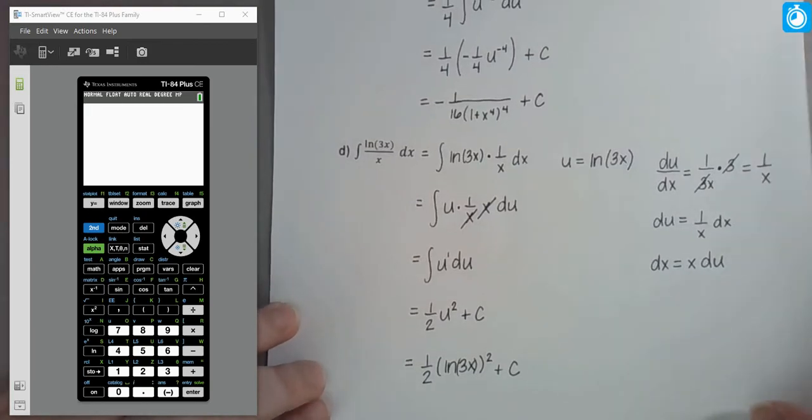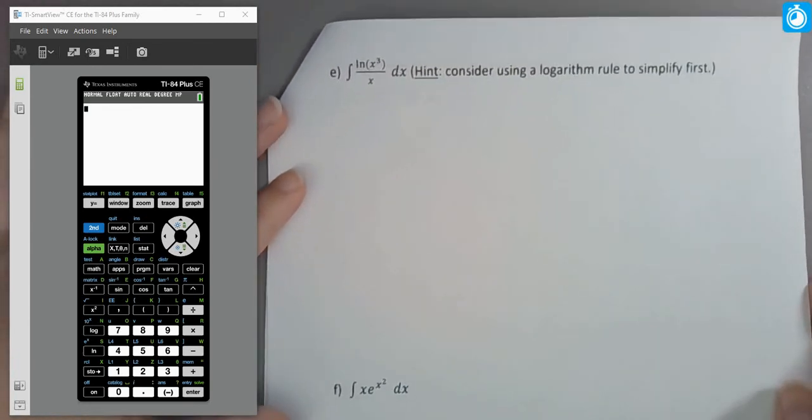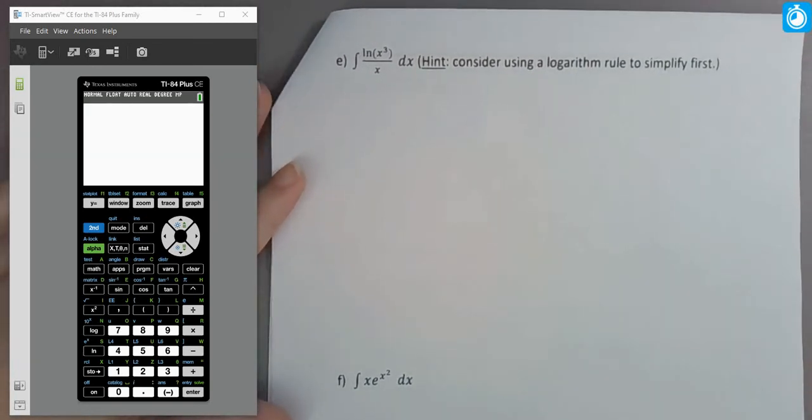Okay, let's try another one, also involving the natural log function. Okay, a little bit different. So previously we had the natural log of 3x quantity over x, and here in this case we have the natural log of x cubed over x integrated with respect to x. And we have a hint here. Hint, consider using a logarithm rule to simplify first. Okay, something strange is going on here. Why do we need to use a hint in this case? Why can't we just substitute the same way we did a moment ago?